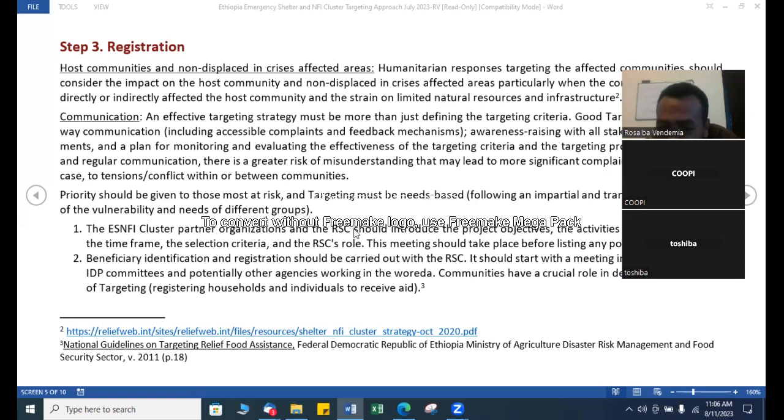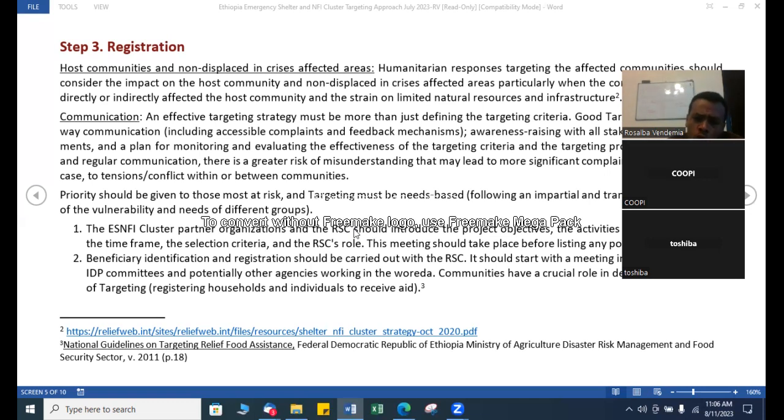Overall, now the third step during the process is the registration. We all know this one. So maybe here we also have to brief some of the scenarios we are facing all along, especially our responses. Sometimes they are specific to IDPs. Sometimes they are also for both IDPs and host communities.